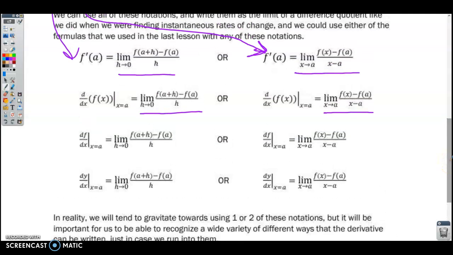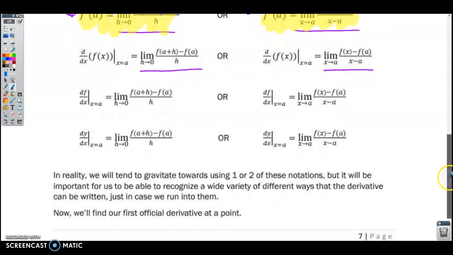I tend to, when I'm finding the derivative at a point, use these two more than any others. When we're finding the derivative of a function, the notation gets a little bit less cumbersome because we're not talking about evaluating it at x equals a, and so the other notations are more commonly used when we're finding the derivative of a function than when we're finding the derivative of it at a point. Of course, like I said, we certainly can use any of those notations, and you should recognize any of them, just in case we run into them.